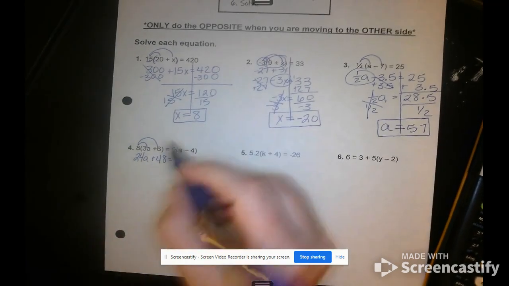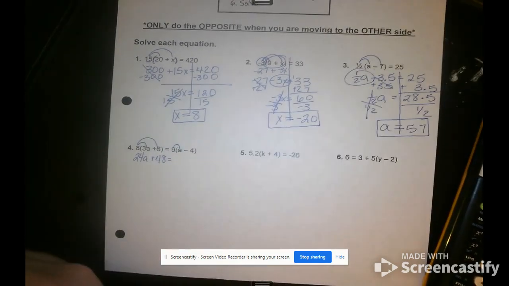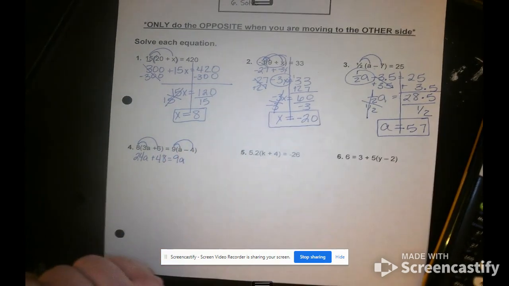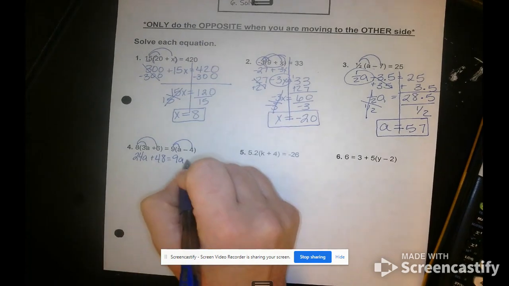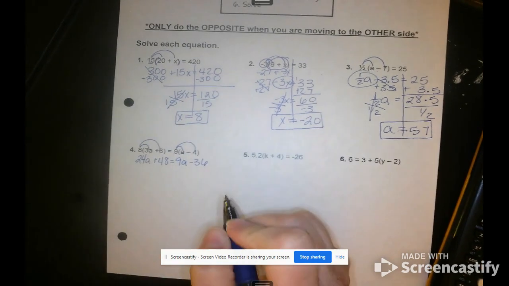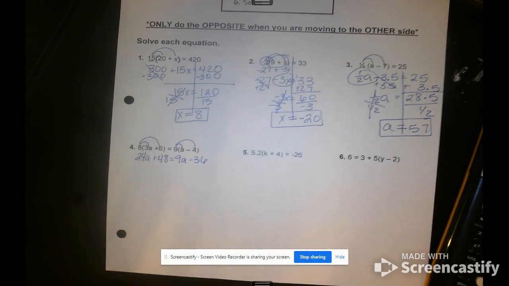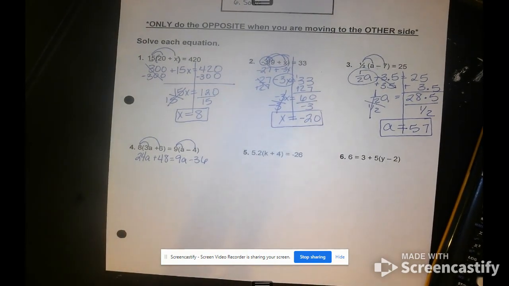Okay, then I distribute over here. Well, 9 times a is 9a, and then 9 times a negative 4, so minus 36. Okay, now does this look like the types of questions that were on your test? Yeah, so all I had to do was distribute to make it look that way, right?